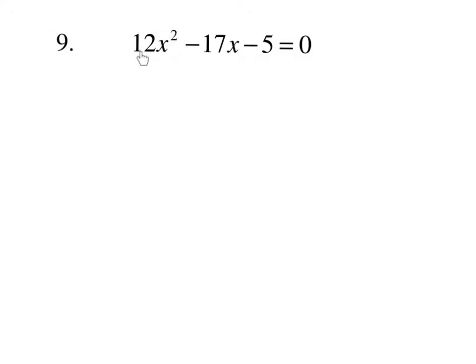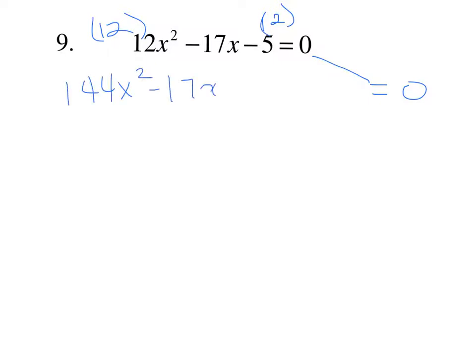The square root method says take that 12 and multiply to the first and the last term. So we're going to multiply by 12. Our equal 0 is just going to hold off over here while we do our factoring. So we have 144x squared minus 17x minus 60. 12 times 5 is 60. This is a 12, not a 2. There we go.